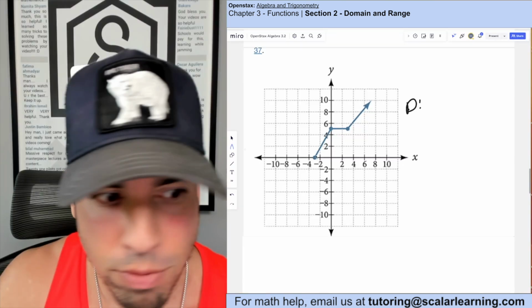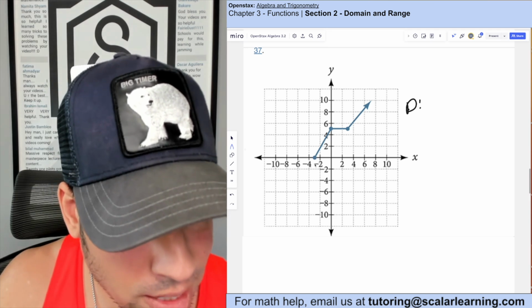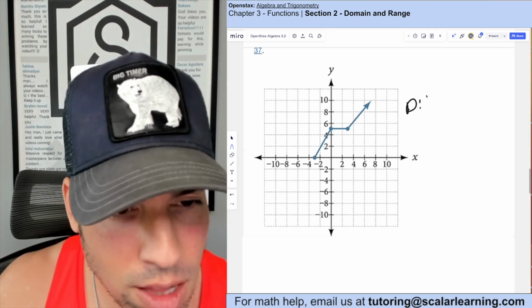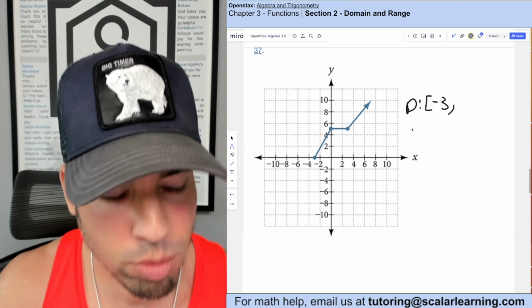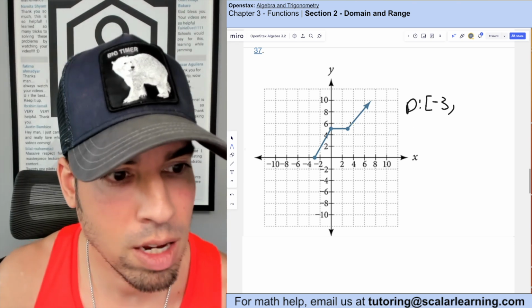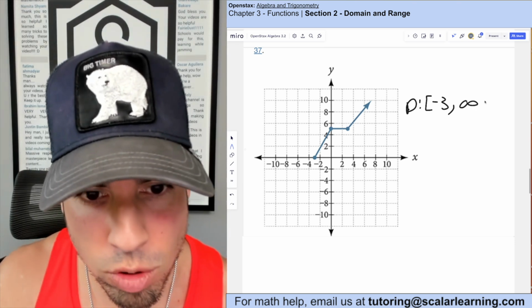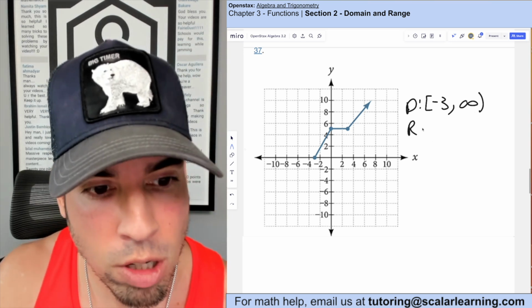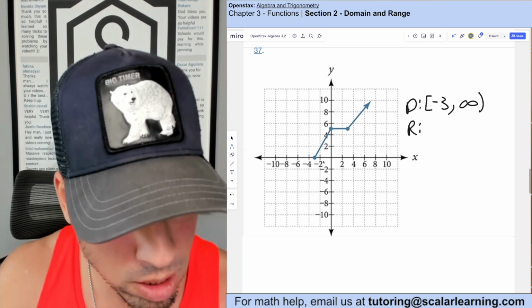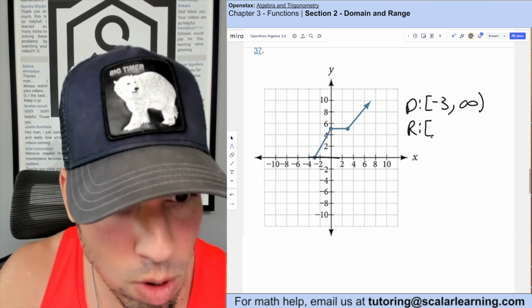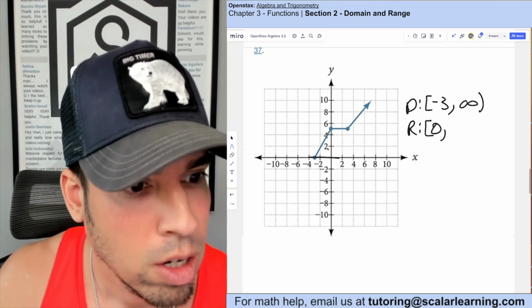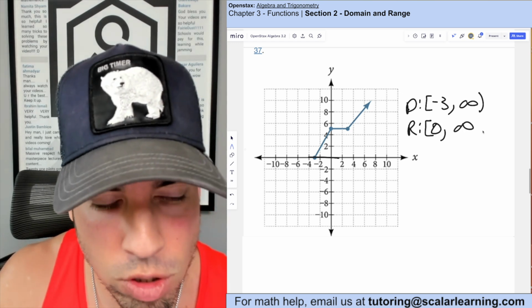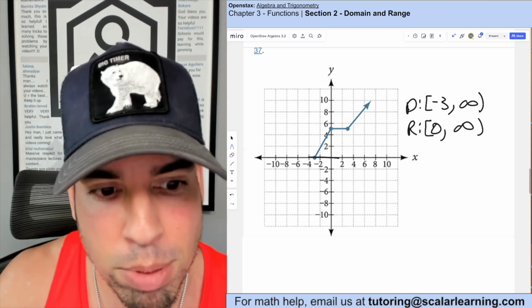Boom, done. For this one, our domain begins at -3 on the x-axis. It's a solid point, so we're including that -3. And then it looks like it goes on infinitely to the right. So we'll say it goes to infinity. Again, a parenthesis, as always, for infinity. We're talking about the range. The bottom vertically looks like it's at 0 for a y value, inclusive, of course, going up to infinity, right? There's no upper bound. Infinity, boom, done.